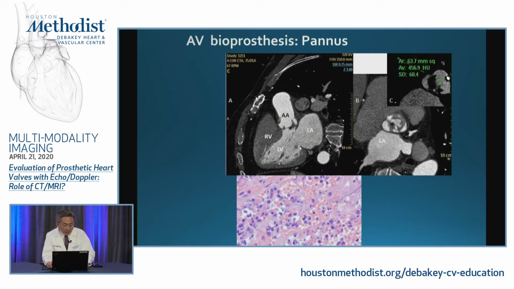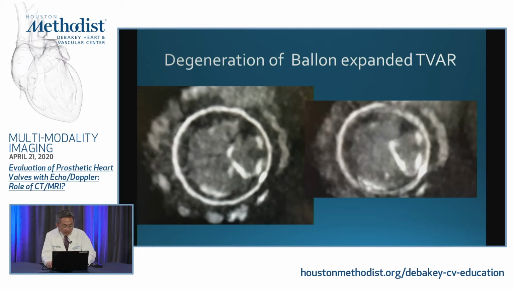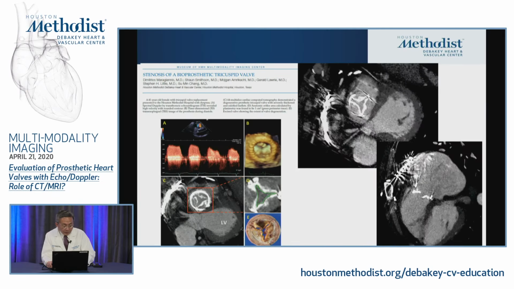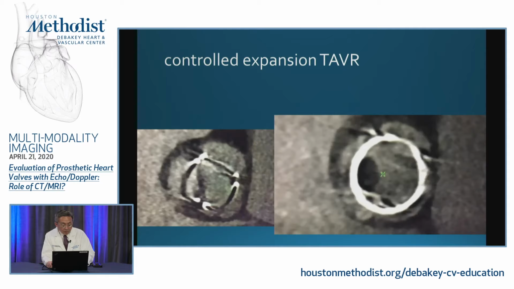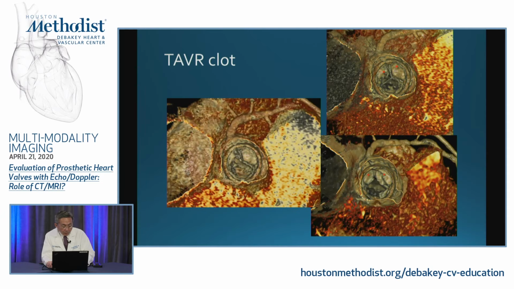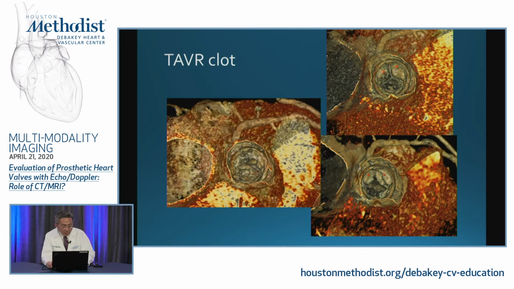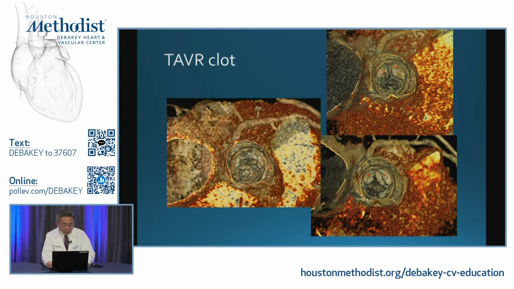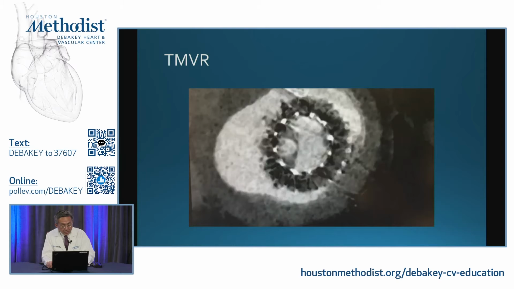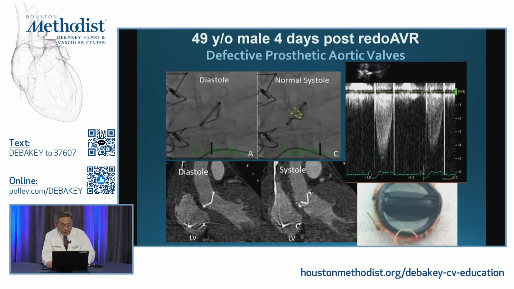This is pannus in a bioprosthetic valve. These are degenerative changes in a patient on dialysis after a balloon-expanded TAVR. This is a degeneration of a biological prosthetic tricuspid valve. And this is a case of clot in a self-expanding TAVR with 4D dynamic CT showing the two areas of thrombosis in the aortic cusp. This is a case of TMVR thrombosis. And this is a case of a defective prosthetic valve.